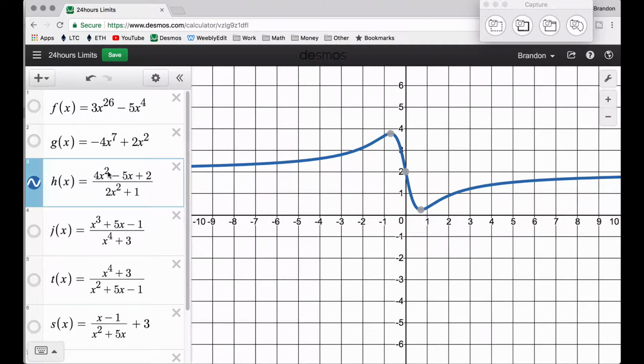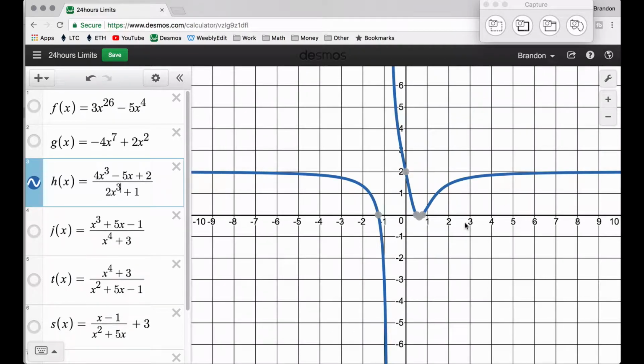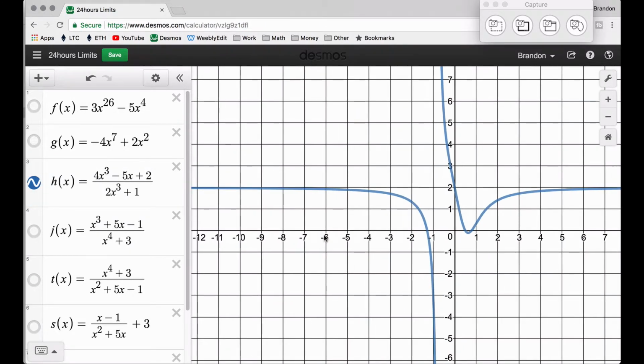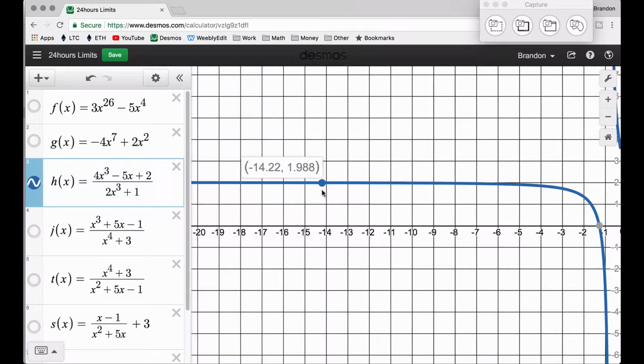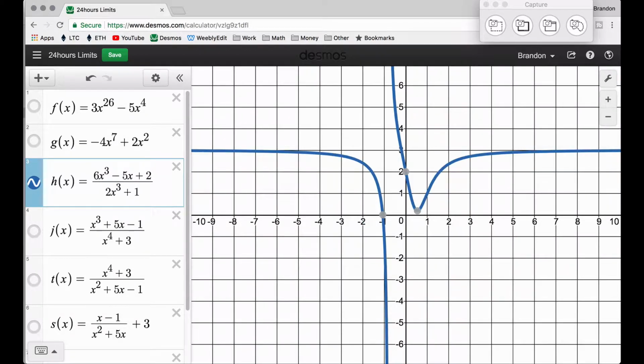Let's change these degrees to 3s. And notice the graph definitely looks different. However, as x gets really big, or as x gets really small, notice our y values are still approaching 2. That's our horizontal asymptote. Now, if I come in here and change this 4 to a 6, 6 divided by 2 gives us 3. Notice our horizontal asymptotes are now approaching 3, or our y values are approaching 3.